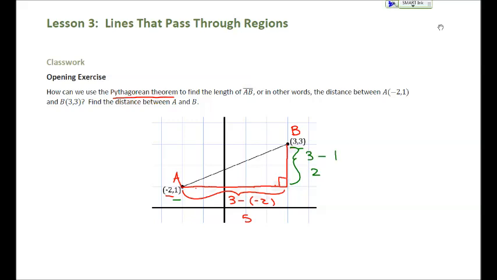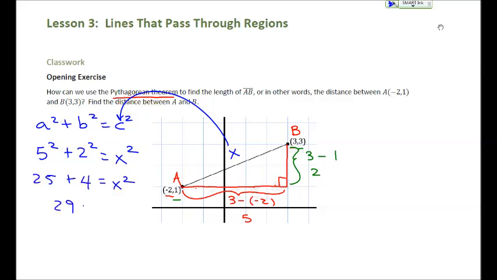All right, now I'm looking again for the length AB, which I'll call x, and I'll use the Pythagorean Theorem, which is a squared plus b squared is equal to c squared. The most important letter is c, because c is the hypotenuse. So I plug in 5 for a, 2 for b, and x for c, and then I can solve using the Pythagorean Theorem. And x is the square root of 29. That was the length AB, so length AB is equal to the square root of 29.